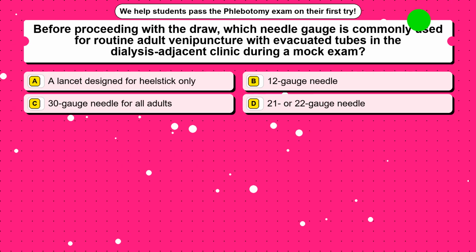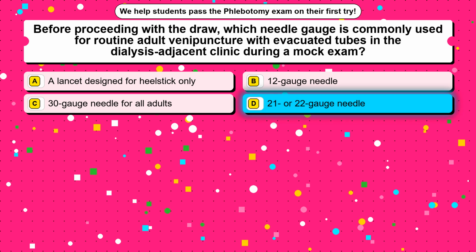Question 27. Before proceeding with the draw, which needle gauge is commonly used for routine adult venipuncture with evacuated tubes in the dialysis adjacent clinic during a mock exam? Option A. A lancet designed for heel stick only. Option B. 12-gauge needle. Option C. 30-gauge needle for all adults. Option D. 21 or 22-gauge needle. The correct answer is option D.